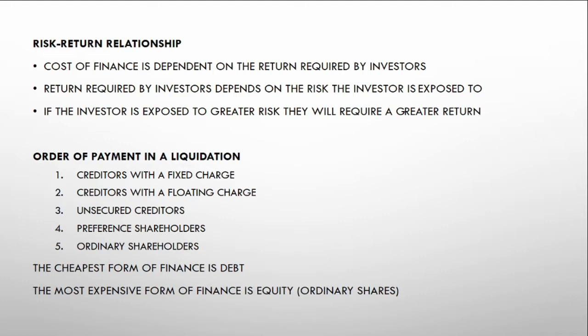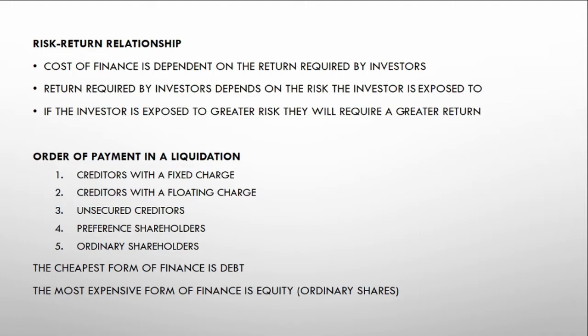After all of our creditors are paid, then we move on to our preference shareholders. So our preference shareholders will be paid next. After the preference shareholders have been paid, only then will our ordinary shareholders be paid. So as you can see in this order of payments, the ordinary shareholders are actually paid last, which means that ordinary shareholders are exposed to very high risk, which means they will need to be compensated for that level of risk.